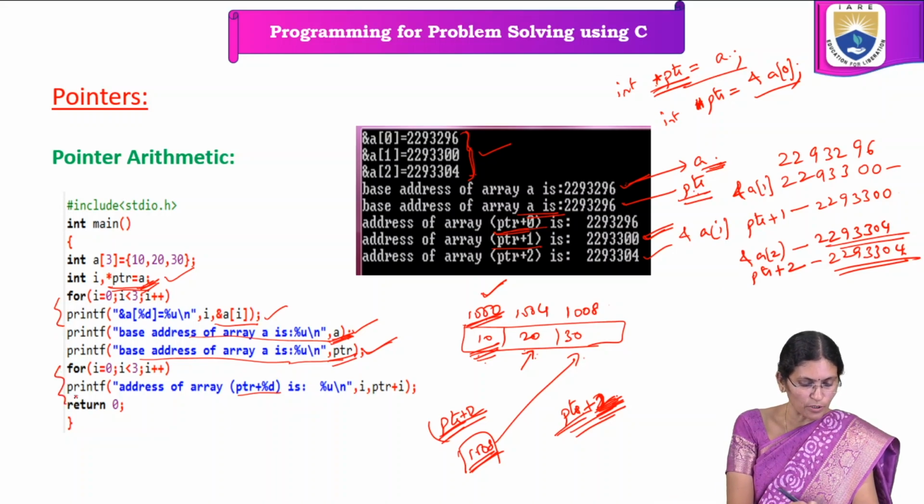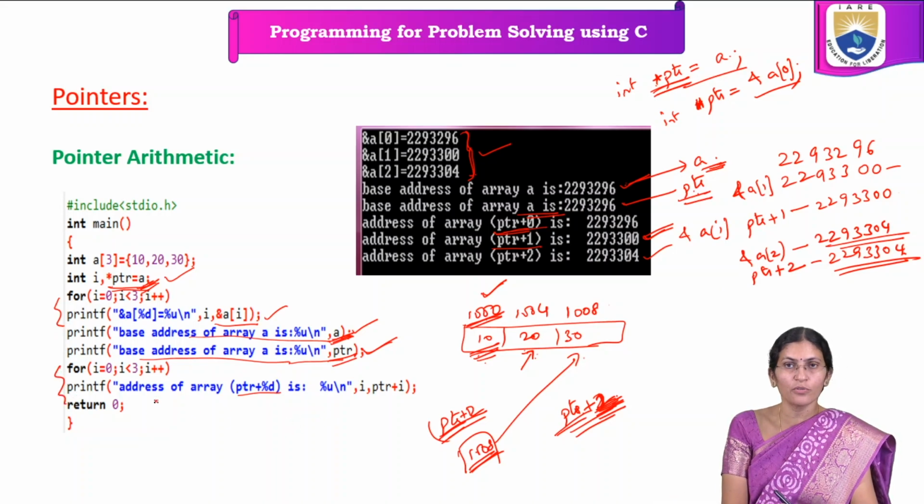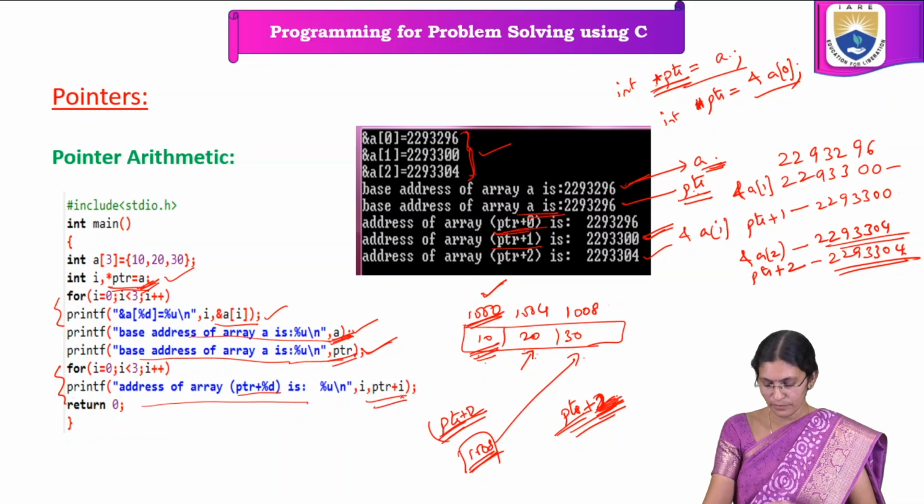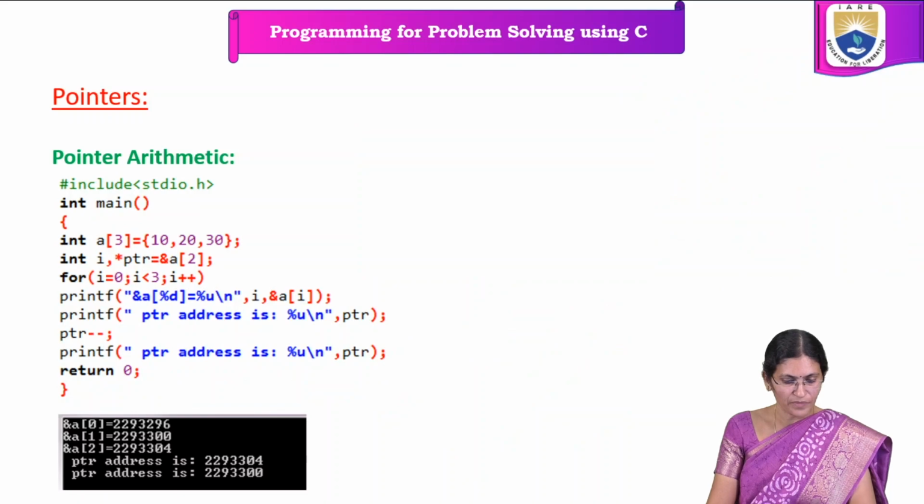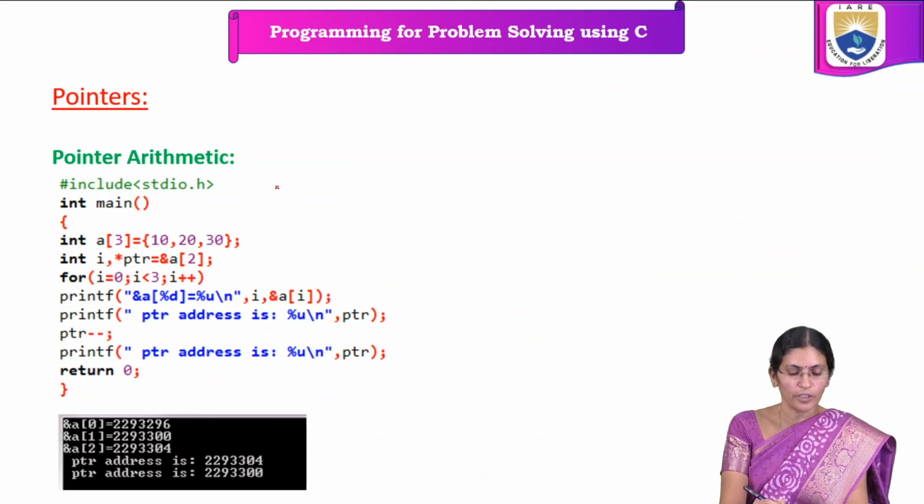We have used a for loop here, which is used to print the address of the array elements with the help of the pointer variable PTR. Next, one more example we will see here for pointer arithmetic. Here also we have taken the same array. There are 3 elements in the array, 10, 20 and 30.